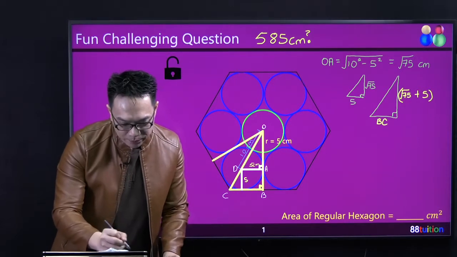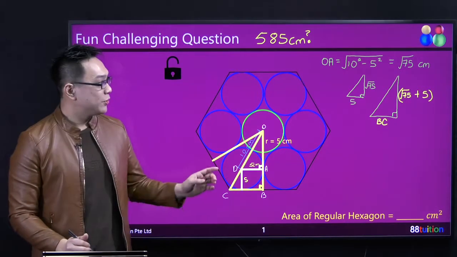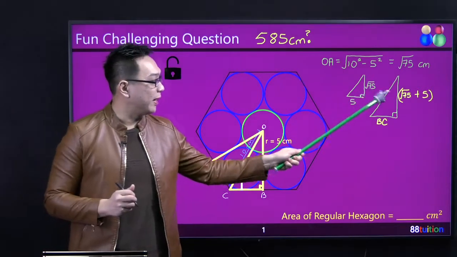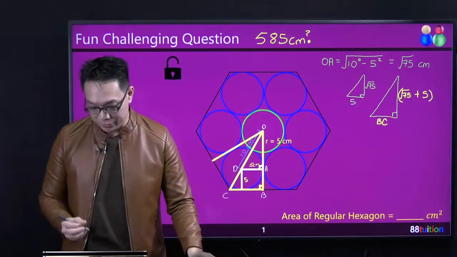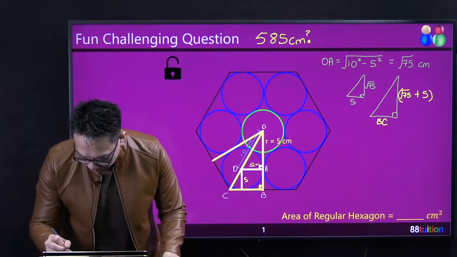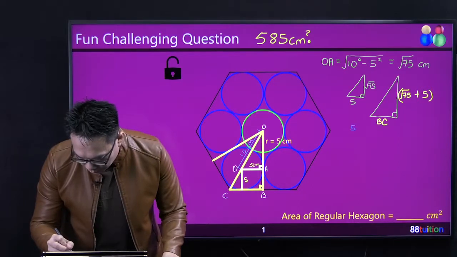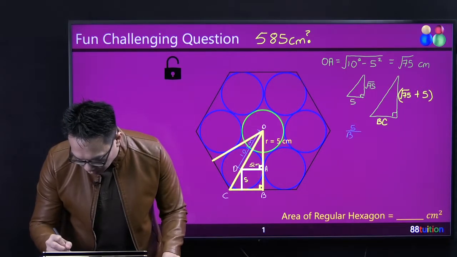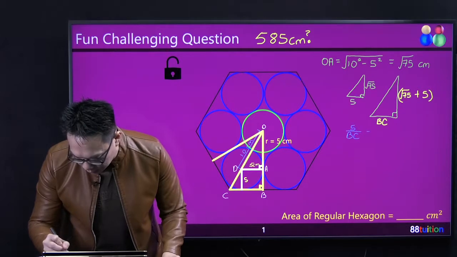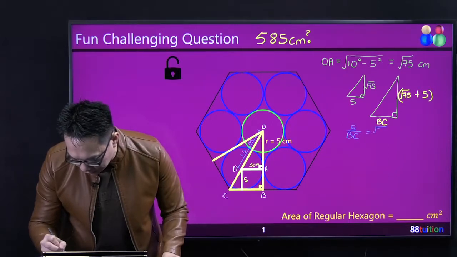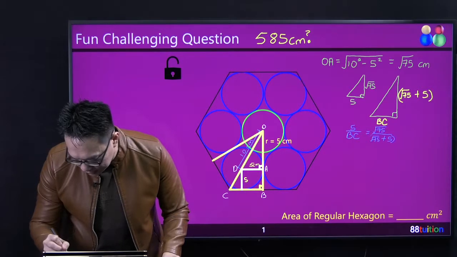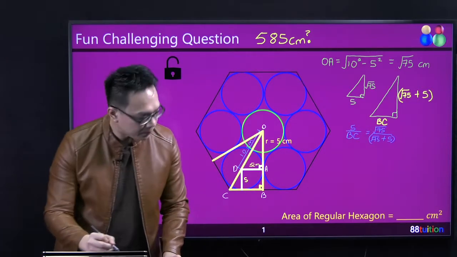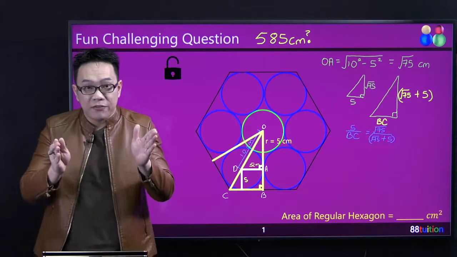You do something called comparing similar triangles. You compare the height with the height, the base with the base. So I compare 5, the base, with my base, BC. Small triangle versus big triangle is equal to square root 75, the small triangle's height, versus the big triangle height, which is square root 75 plus 5. It's better to keep it in a bracket, safety first. What do you see? I see a single fraction on both sides.